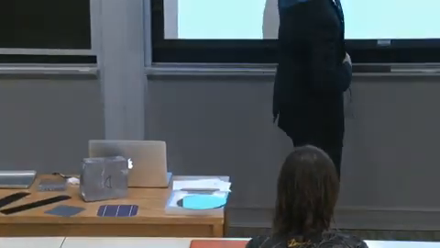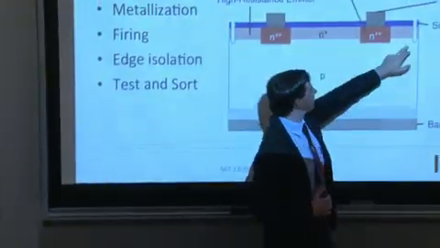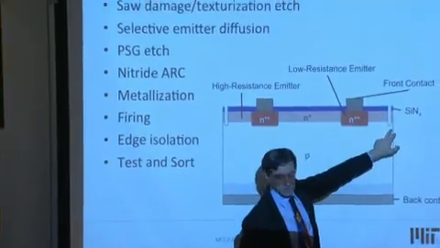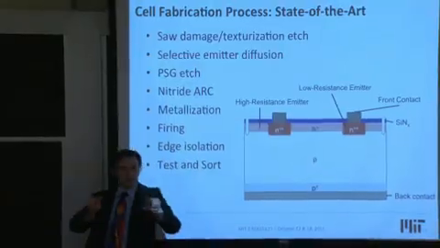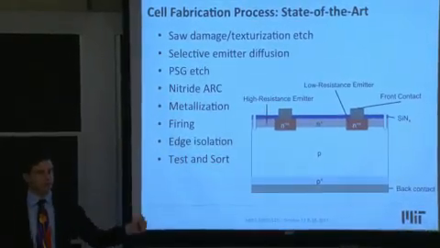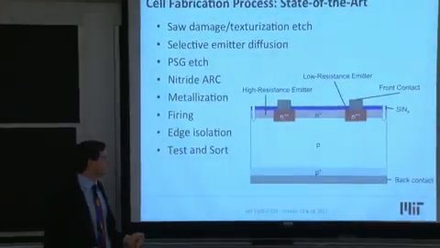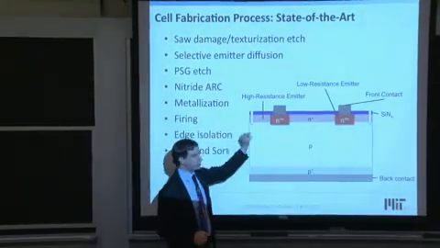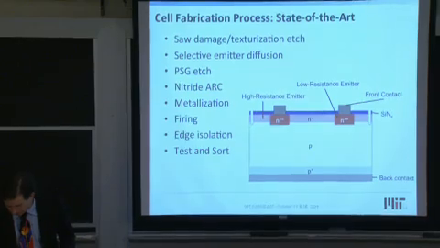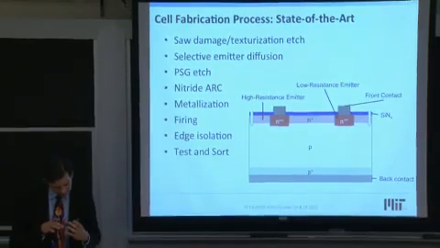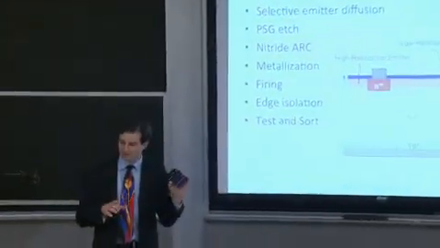So on the edge here, we have edge isolation. And what this is doing is preventing shunting pathways from going around to the back. So it's preventing the emitter from being able to make electrical contact to the backside of the device. And this is typically done by inserting a laser-based trench, it must be on the order of 0.5 millimeter from the edge.